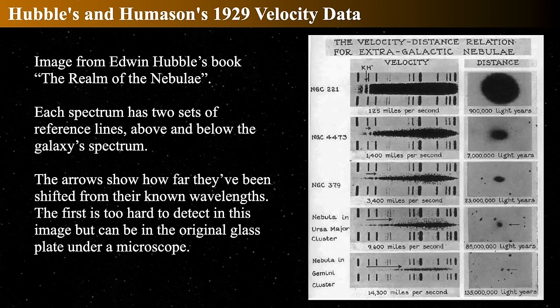For reference, the top one, NGC 221, is a satellite elliptical galaxy of M31, the Andromeda galaxy. NGC 4473 is an elliptical galaxy located about 50 million light years away in the constellation Coma Berenices. NGC 379 is a lenticular galaxy in the constellation Pisces. His quote of 7 megaparsecs from the second one, or 7 million light years, is off from today's reckoning. His distance measurement put all these as too close compared to modern measurements.